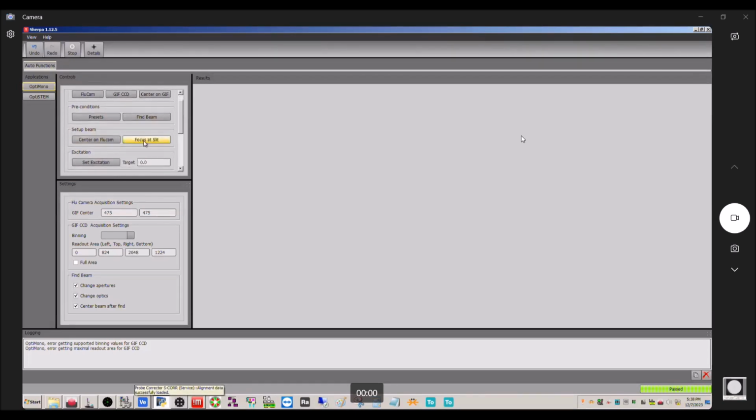So we've already done these. We focused at slit. You could do this manually, and I think this will work, but now what we're going to do is set the excitation. The excitation determines how much dispersion you get. This has units of radians, and you usually do this in increments of quarter pi. The higher we make this excitation, the more dispersion we get, and the higher energy resolution we can get as a result of that.